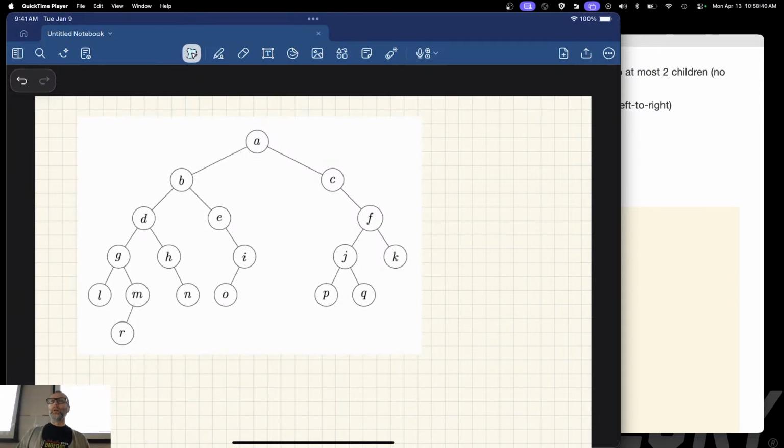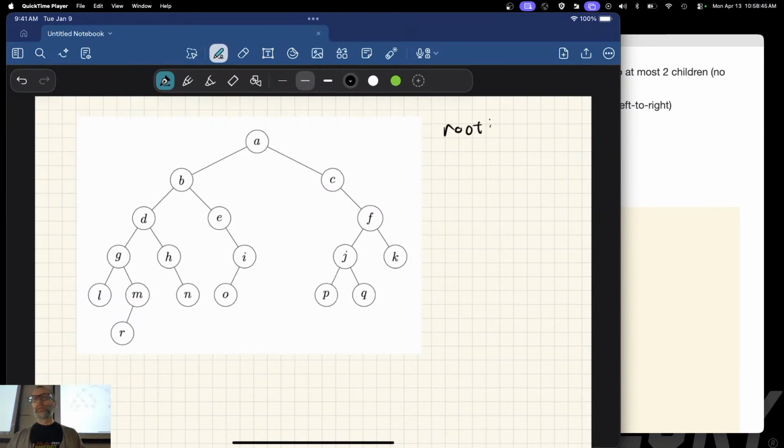Okay? Now let's make some observations here. First of all, what's the root? It's the thing at the very top, A, right?